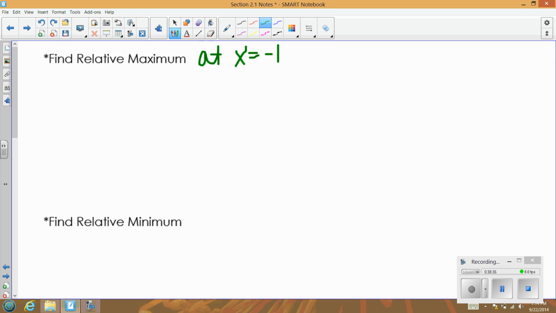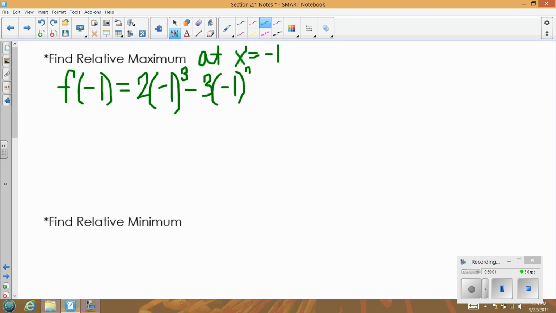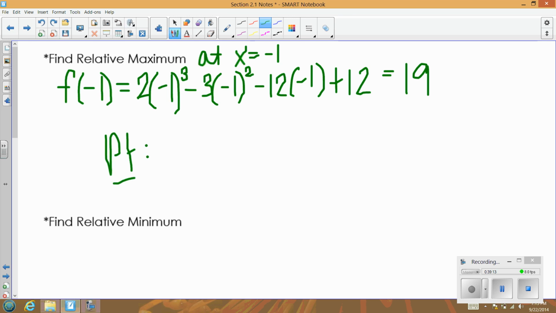So in order to figure out the maximum, that means find the point. So take -1, plug it into the original function. We're looking at the maximum of the original function, no longer the derivative. The derivative is just to tell us increasing or decreasing because of the slope. So now I'm taking -1, I plug it into the original function. So -1 to the third minus 3, -1 squared minus 12 times -1 plus 12 is equal to 19. So that tells me the point for the maximum is going to be -1, 19.